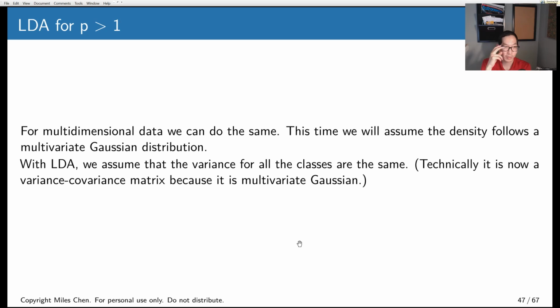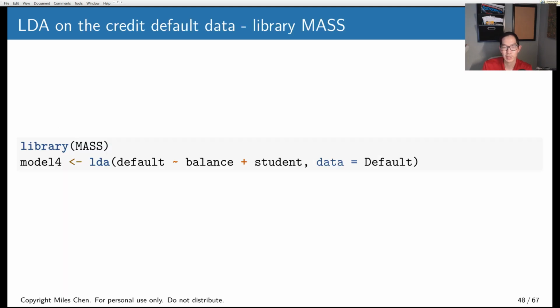And it works very similarly if you want to do it for multi-dimensional data. So you don't have to just have one predictor. Okay, and so that's how it will work. Okay, and with linear discriminant analysis, we assume that the variance for all of the classes is the same. And now if we have a multivariate Gaussian, we're going to assume the variance-covariance matrix is the same for everything. Okay, if you wanted to do this in R, you can use library MASS, okay?